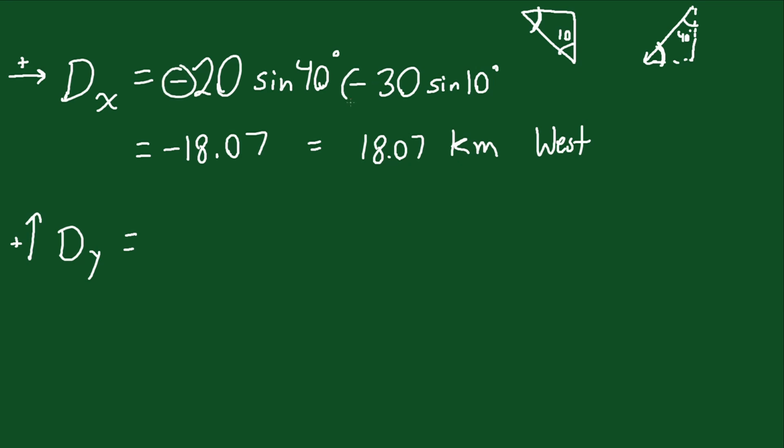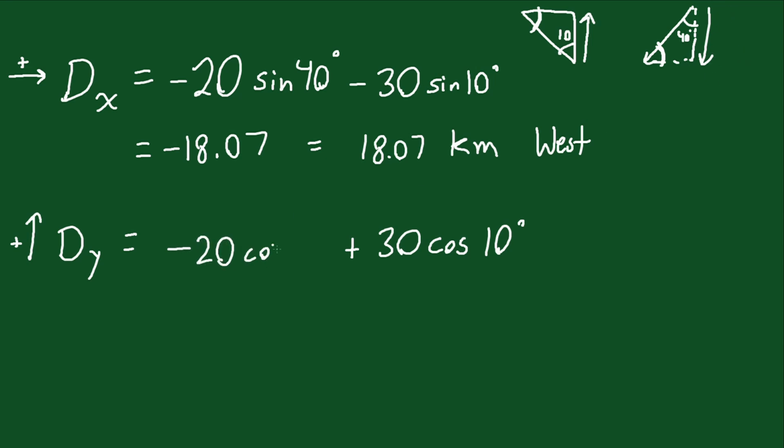These were negative because they were both going to the left. In this case, we said up is positive, down is negative. Well, are we going up or down in these cases? In this case, we're going up. In this case, we're going down, right? So this has to be positive. So when we take this term, it's going to be positive 30 cos of 10 degrees. But this is going downward, so it's still going to be negative 10 cos 40 degrees.